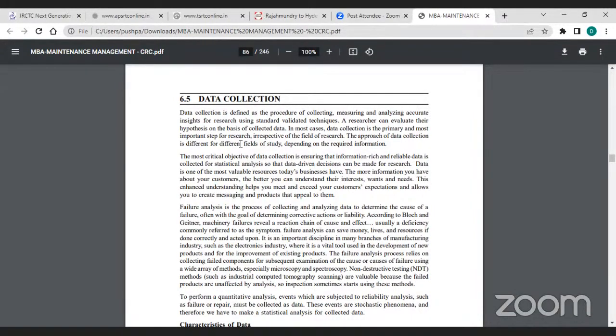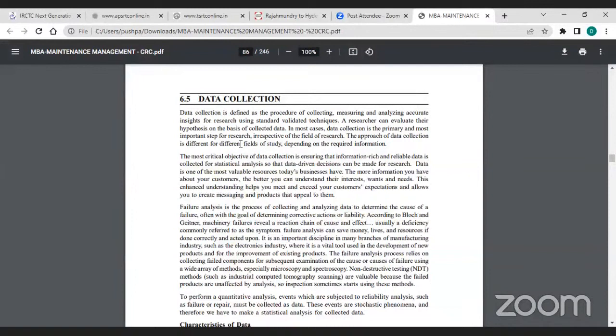Right. So here, when you talk about failure analysis, what is failure analysis? Failure analysis is the collection of the data which makes us understand what the causes of failure are, often with the goal of determining corrective actions or liability. So what is failure analysis? Failure analysis is the process of collecting and analyzing the data that is causing the failure in the machinery. Right. So what is the goal of collecting this data? The goal of collecting this data is to determine the corrective actions wherever the failure has occurred.